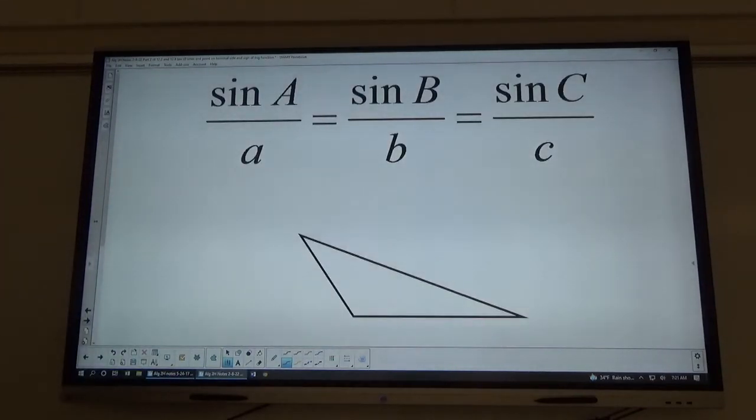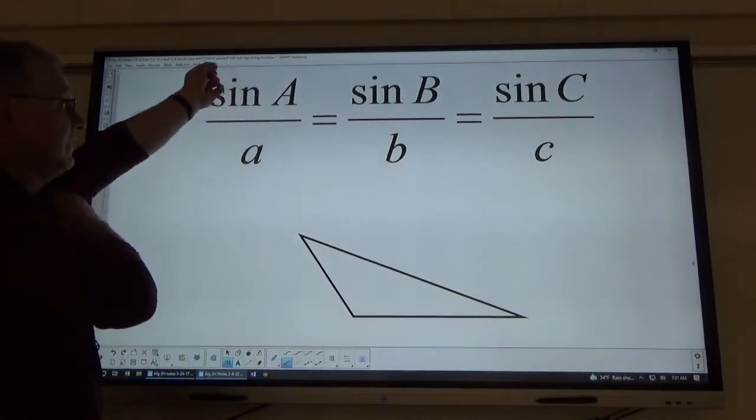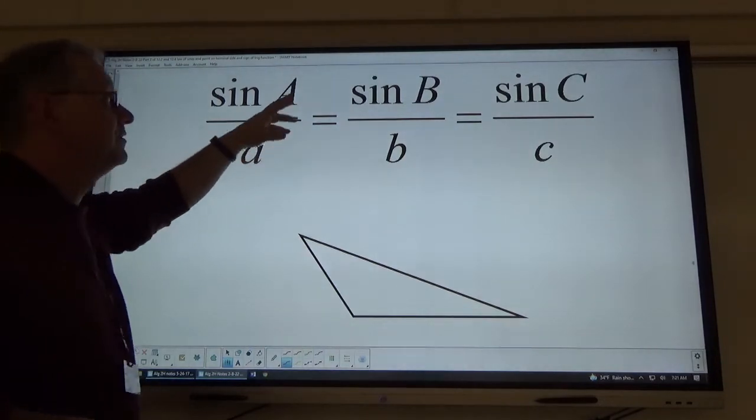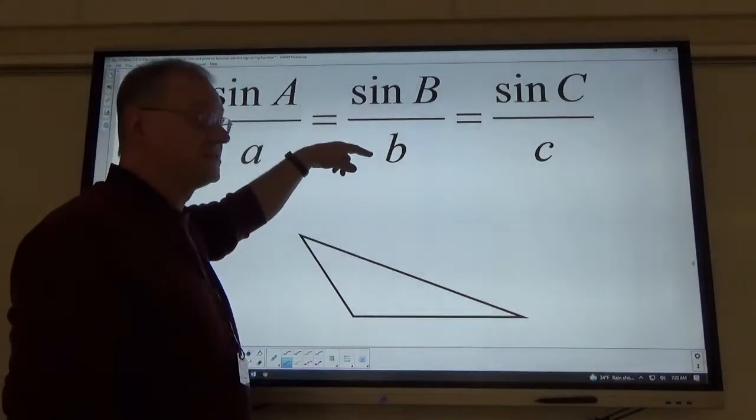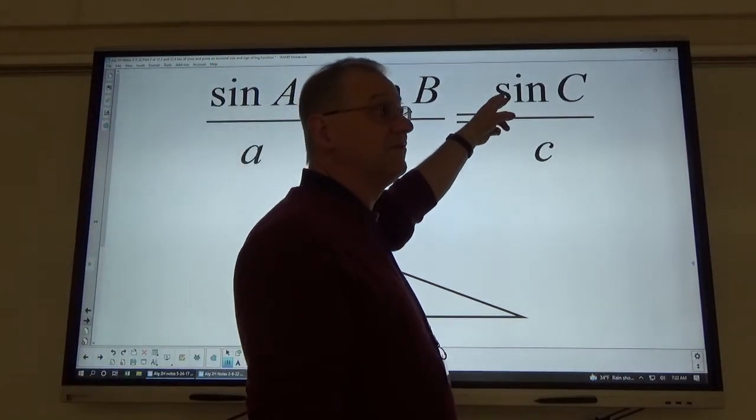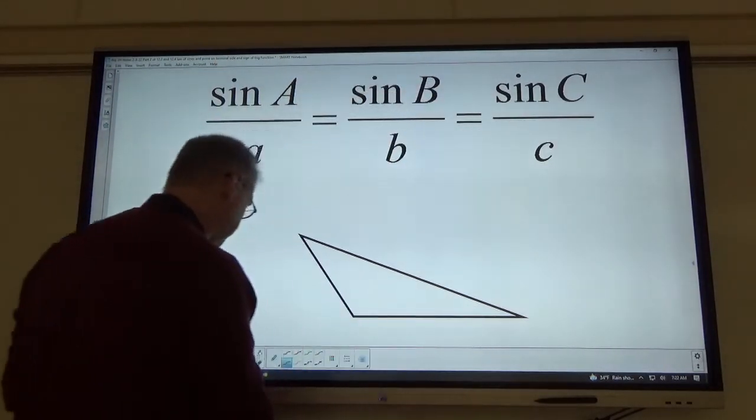Now we're talking about something called law of sines. Now the law of sines states that the sine of angle A over side A is in proportion to the sine of angle B over side B, which is in proportion to the sine of angle C over side C.